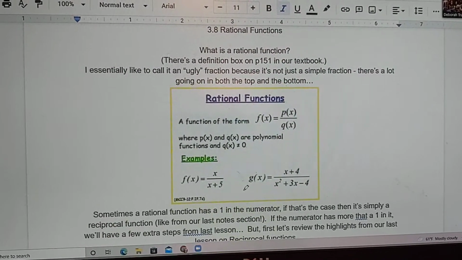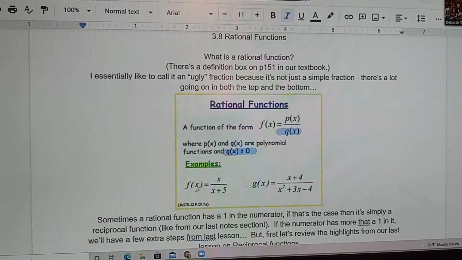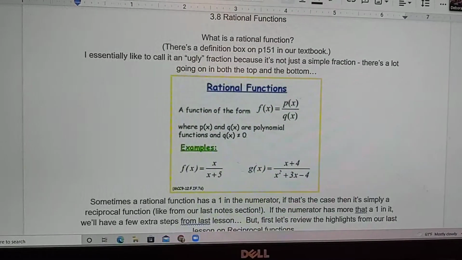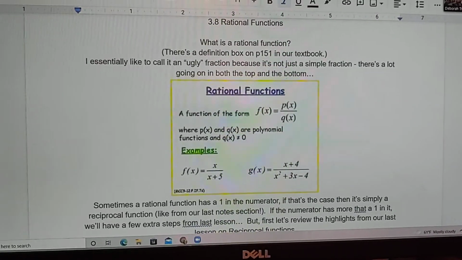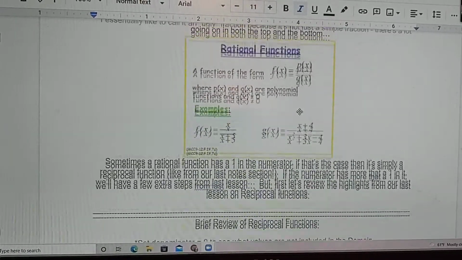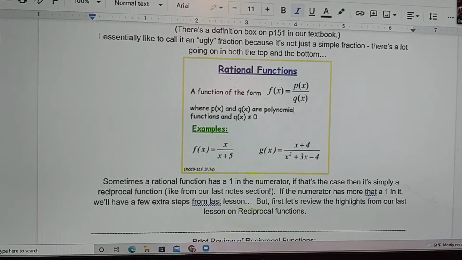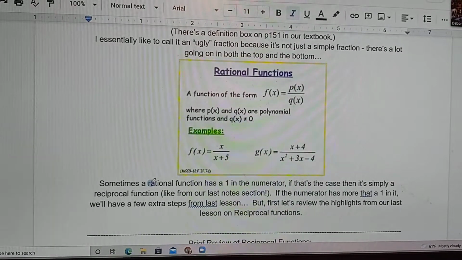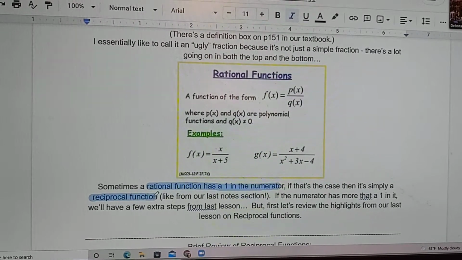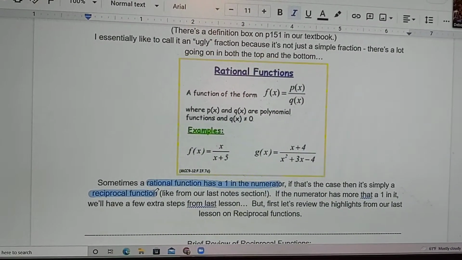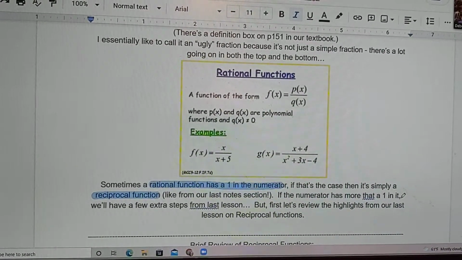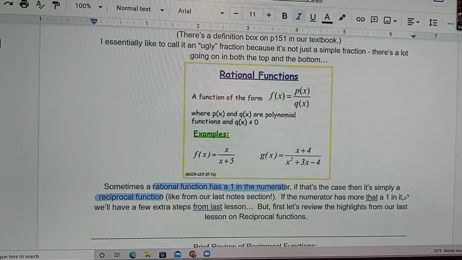Now, I should say that the denominator can never equal 0, because that would make your fraction undefined. So we should keep that in mind. We're actually going to use that as we work, because that will help us find our domain, just like it did with reciprocal functions before. All right, so what are we going to do with these big ugly fractions? Well, if you're wondering how this ties into our last lesson, sometimes a rational function has a 1 in the numerator. If it does, it literally is a reciprocal function, just like we did in section 3.6. But if the numerator has something other than just a 1 in it, then all of a sudden you have some extra steps that you're going to need to do in addition to our last lesson.